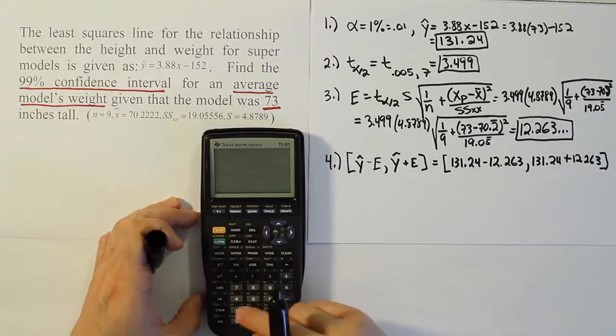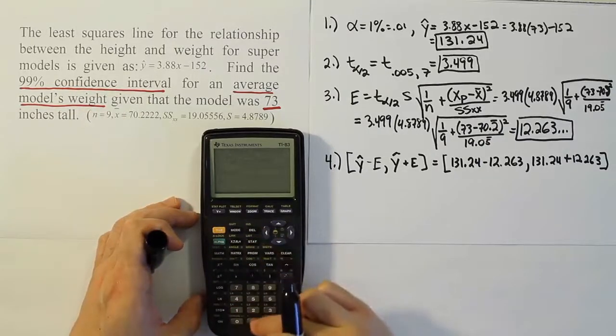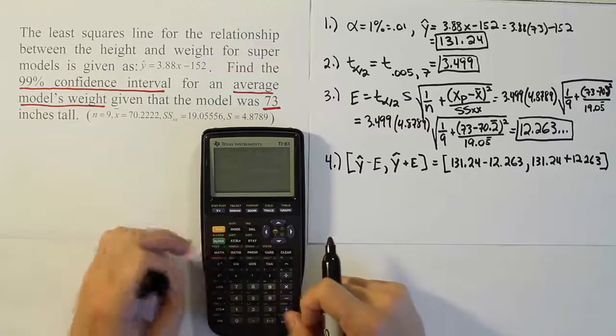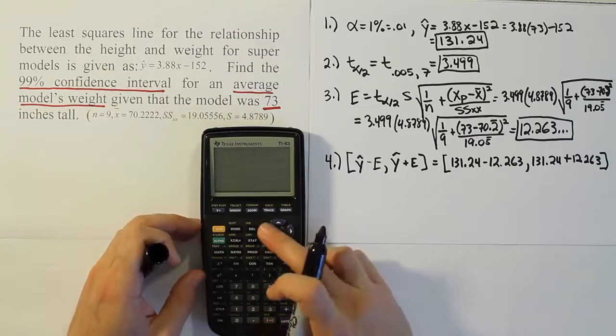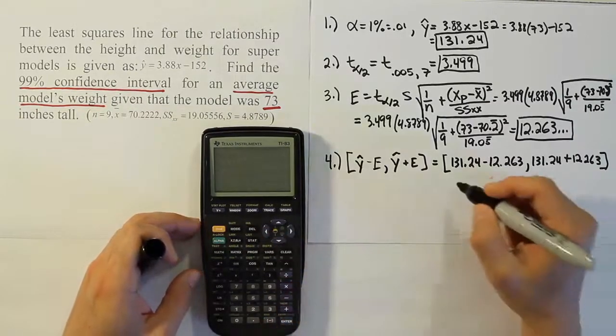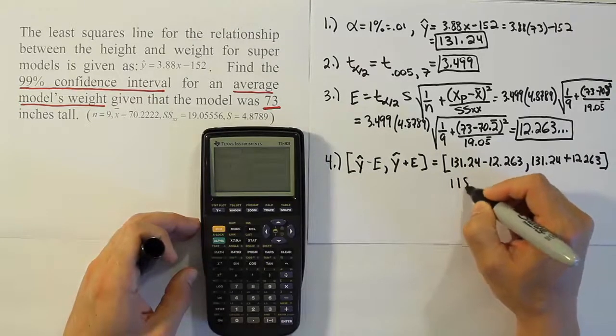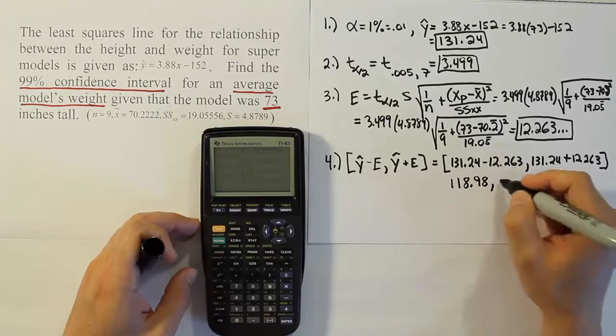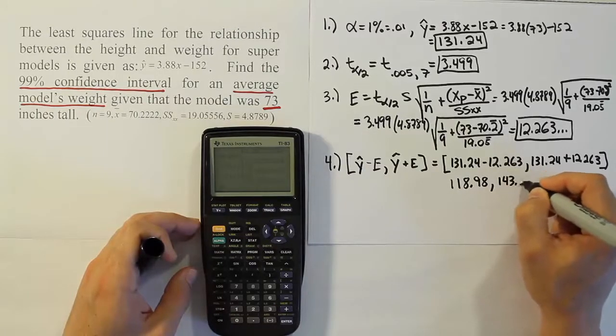All right, let's see what that ends up giving us here. So we'll have 131.24 minus that value that I stored in my calculator, and then the same thing, but plus the value. So we end up with 118.98 up to 143.50.